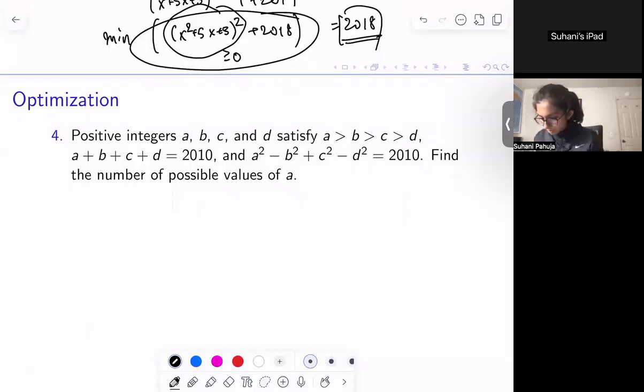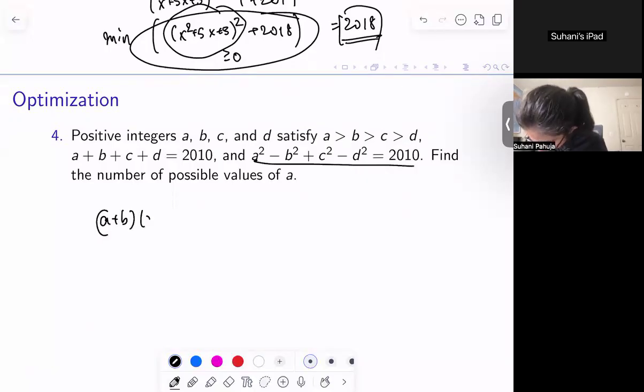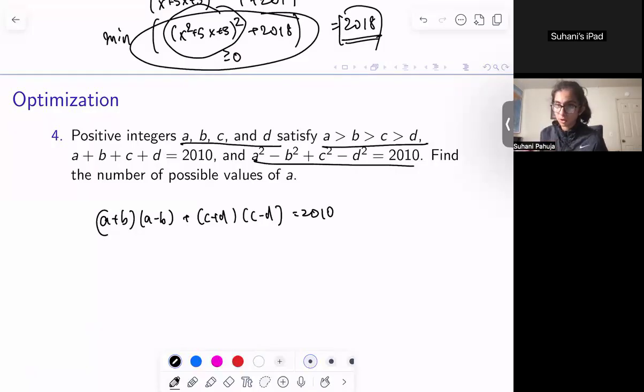So the way we can do this is, obviously the first instinct would be to apply difference of squares here. So we can write it as (a plus b) times (a minus b) plus (c plus d) times (c minus d) is equal to 2010. We note that these a, b, c, and d are all positive integers, and a is greater than b, is greater than c, is greater than d. So because they're all positive integers and they're strictly greater than each other, the minimum difference between a and b is 1. The minimum difference between b and c is 1, and the minimum difference between c and d is 1, because they're strictly greater than each other and all positive integers. So in the case in which they're as close to each other as possible, they're consecutive integers.